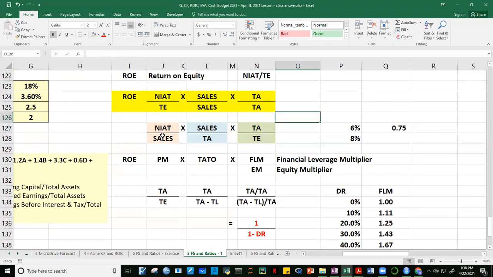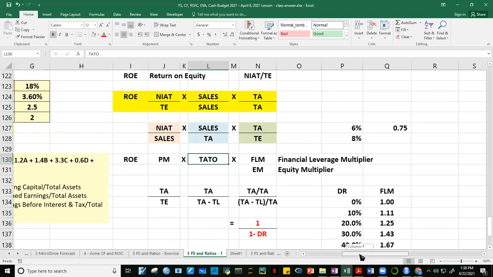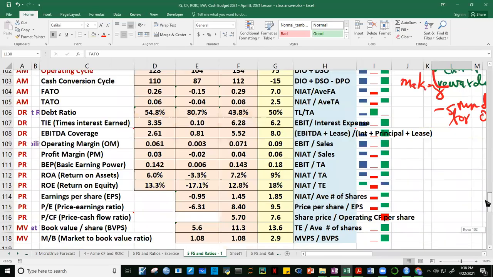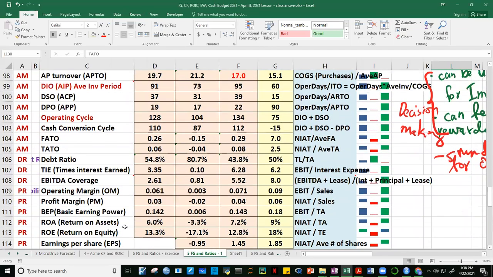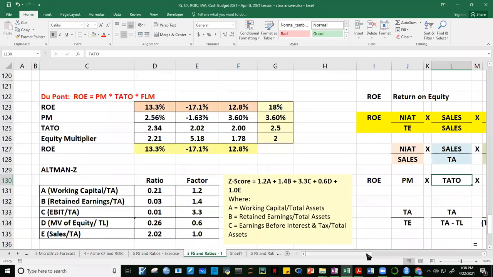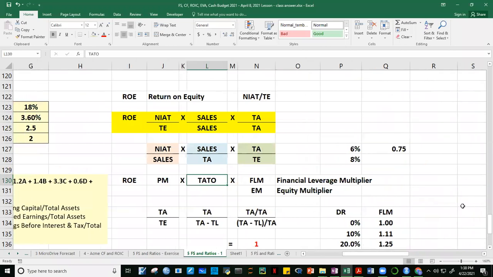So net income after tax over sales is your profit margin. Diba? Nasa taas yan. Sales over total assets is your total asset turnover. Di ko yata na-discuss yung ano. So, hindi ko pala nadagdag dito, no? Meron pala, FATO and saka TATO. No? So, na-discuss natin yan. Okay, so sales over total assets, so that's your TATO, no? And then, total assets over total equity is called your equity multiplier or financial leverage multiplier.